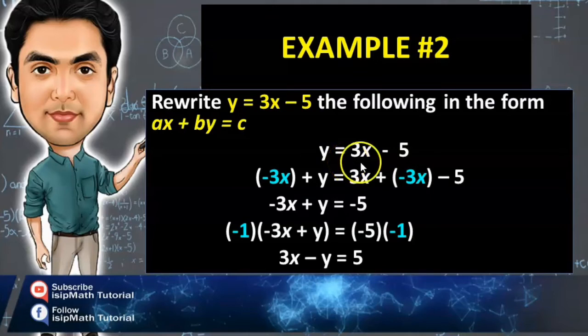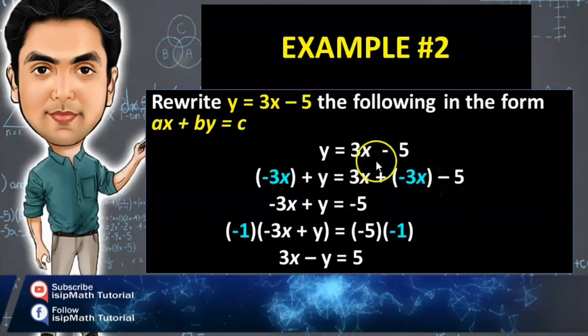So dapat si 3x malipat dito sa left side, diba? Kasi ito yung susundin natin, ax plus by equal to c. So we will add both sides by negative 3x. So using the property of equality, we will add both sides by negative 3x. So magiging ganito na siya, negative 3x plus y equal to 3x, this is positive, plus negative 3x minus 5. So what will happen?